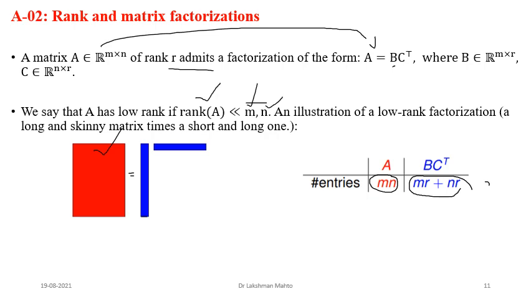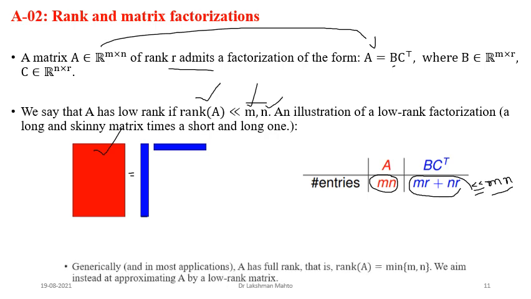Remember that here m times n happens to be a very big number. In the case of an image, it might be 100,000 or whatever, depending upon the size of the image. So that is the situation here. This is the story of a low rank matrix, the definition of a low rank matrix.